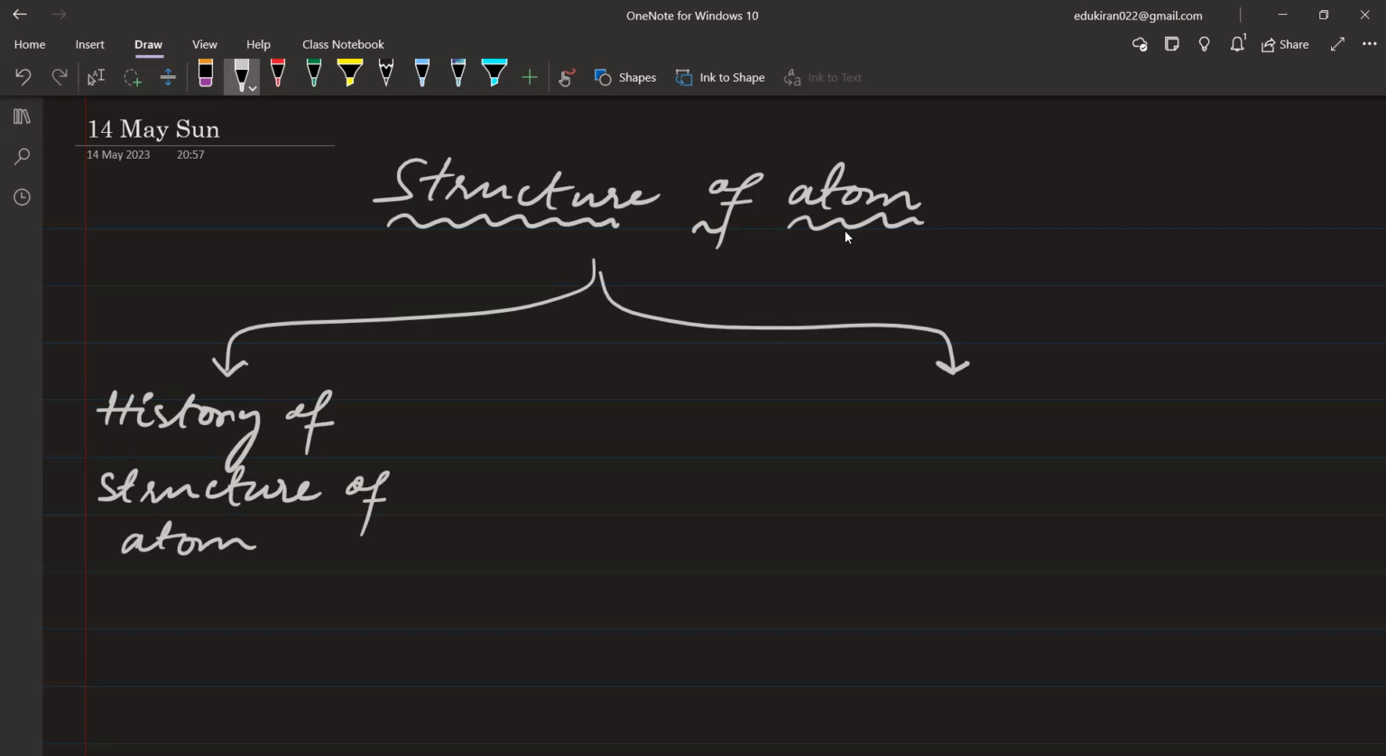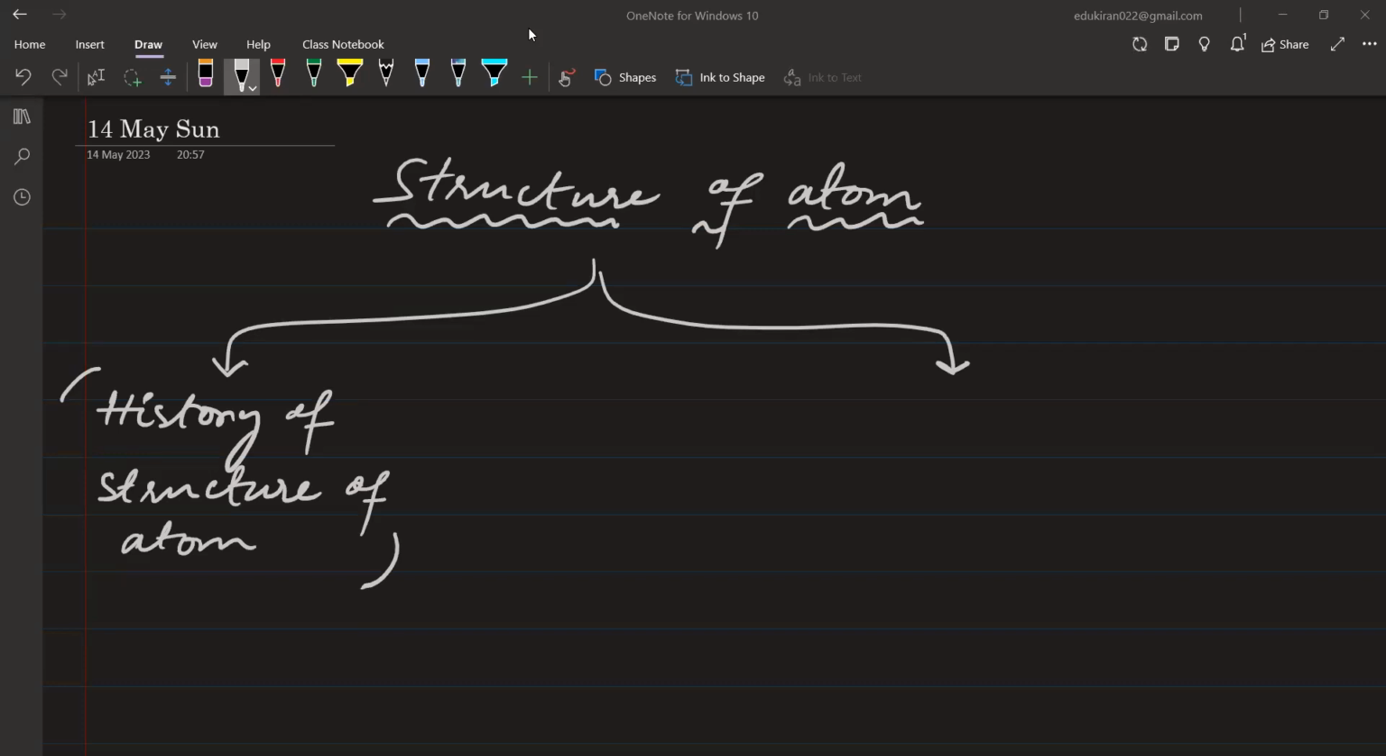Now we have the next part of structure of atom, which is more important. This portion is a bit difficult and it is a bit lengthy also. And many things in the history of structure of atom are not related to each other. For example, the Thomson model, Rutherford model, and Bohr's model are not related to each other. Similarly, there are some parts of electromagnetic radiation present in this part of history of structure of atom that are not related to the other parts.